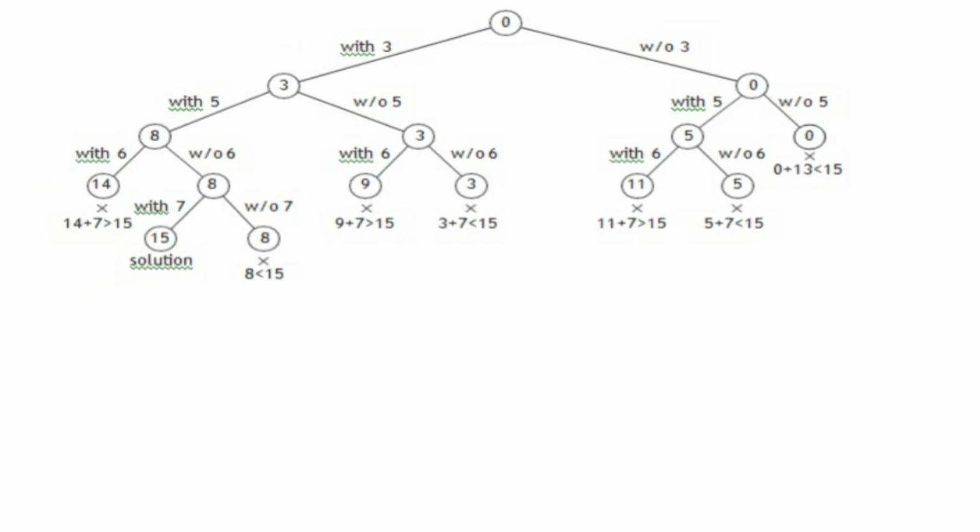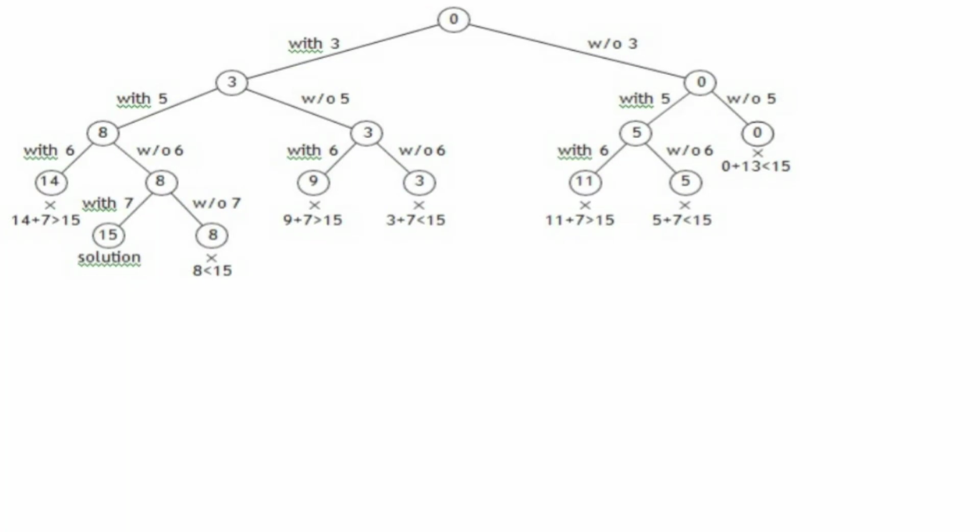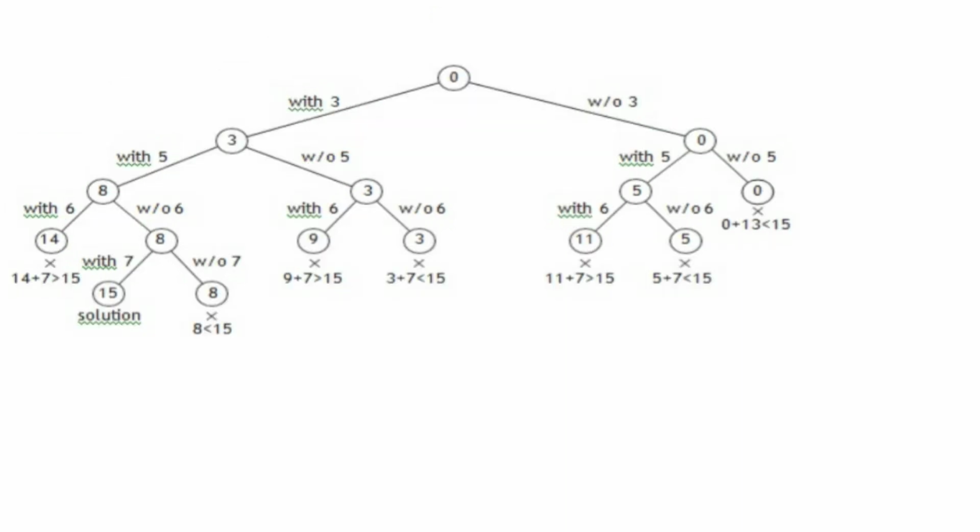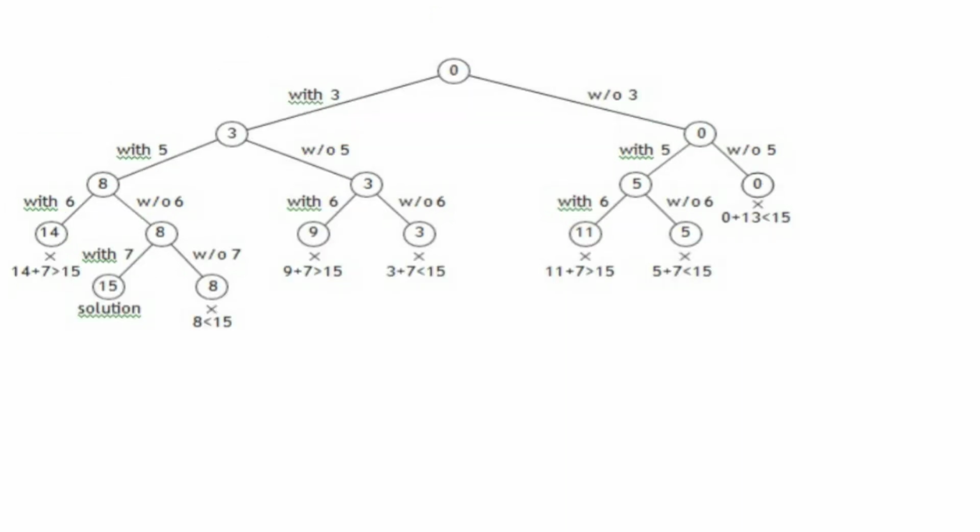In the same way the process continues. Here without 3 there is no element, that is 0 itself. Then the next element is 5. So 0 plus 5 is 5, which is represented as a node here. Then the next element is 6. The left side indicates inclusion. 5 plus 6 is 11. 11 plus the next element 7, that is 18, which is greater than 15. Hence this also leads to a dead end.